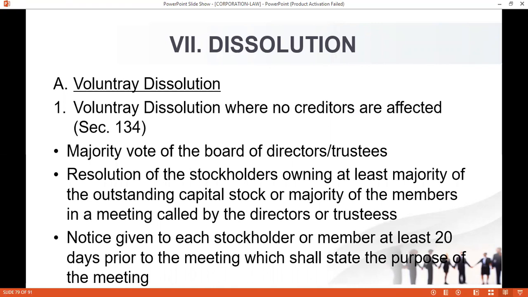Kailangan makakuha sila ng majority vote of the quorum ng board of directors. And then they will refer that to the stockholders meeting. Patawag na naman sila ng stockholders meeting para mag-vote naman sila doon. Majority of the outstanding capital stock lang yung kailangan, no? Para magkaroon sila ng resolution for the dissolution. And then after that, magbigay sila ng notice, no, to each stockholder member at least 20 days, no, prior to the meeting.